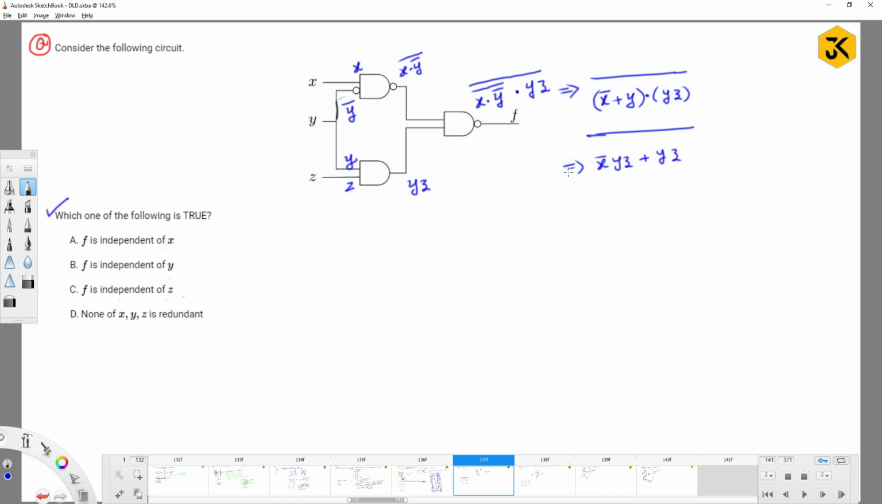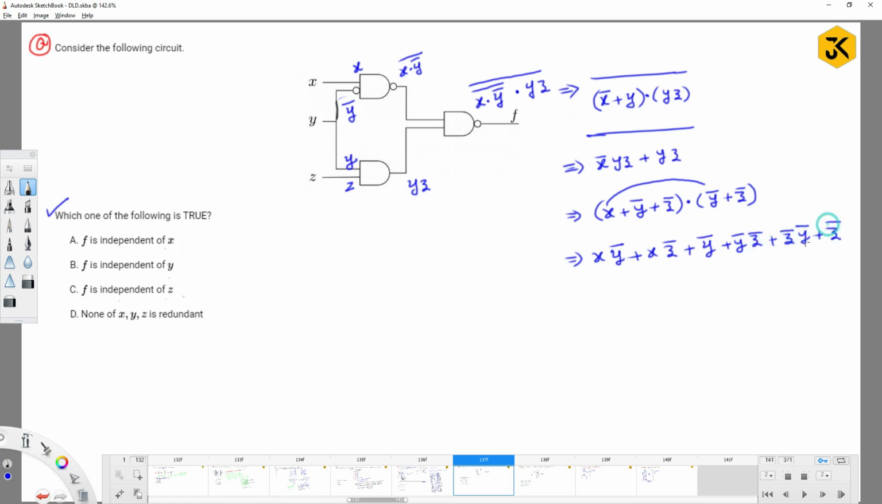If you solve this again using De Morgan's law, you will get (x bar plus y) into (y bar plus z bar). Again make sure of further substitution: I am trying to multiply x into y bar plus x into z bar. y bar into y bar is y bar, plus y bar into z bar, plus z bar into y bar, plus z bar into z bar is z bar.